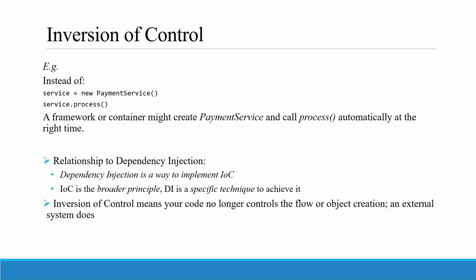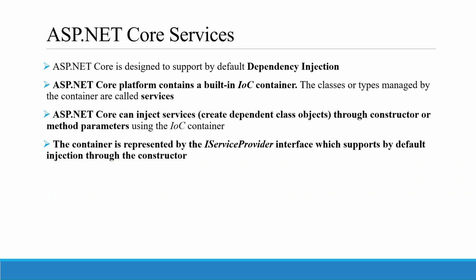What's the relationship between dependency injection and inversion of control? Dependency injection is a way to implement inversion of control. Inversion of control is the broader principle and dependency injection is a specific technique used to achieve it.